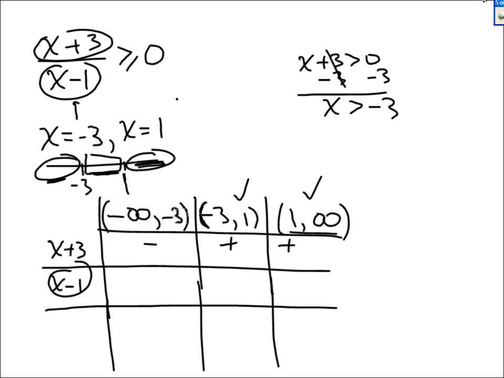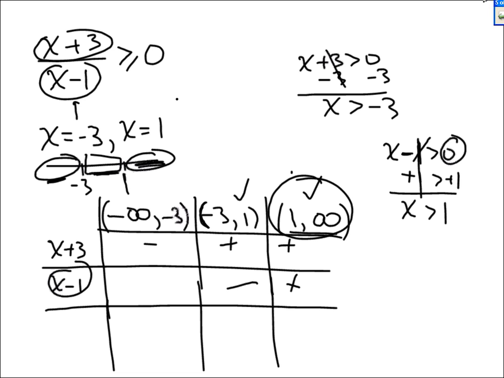x minus 1. When is x take away 1 bigger than 0? Well, if x is more than 1. If you have more than $1, you can spend something and have something left over. Being bigger than 0 means you have something left over. How much money do you have so that if you spend $1, you'll have something left over? I have more than $1, more than 1. Only this interval right here has x's more than 1. The others do not.